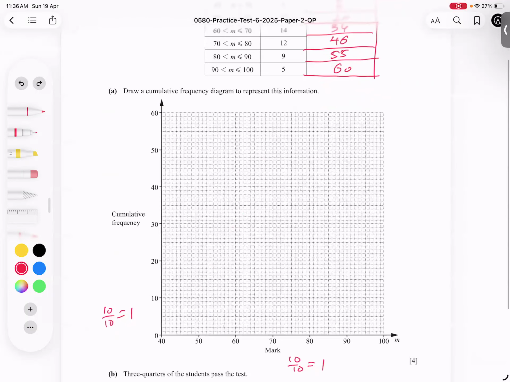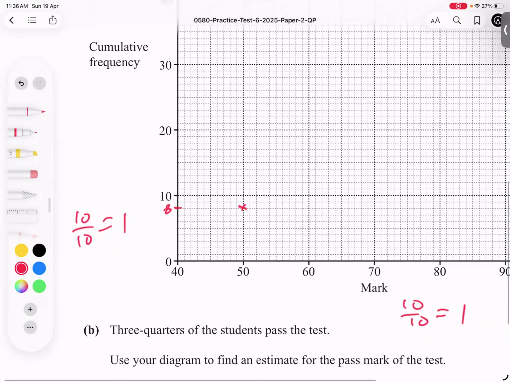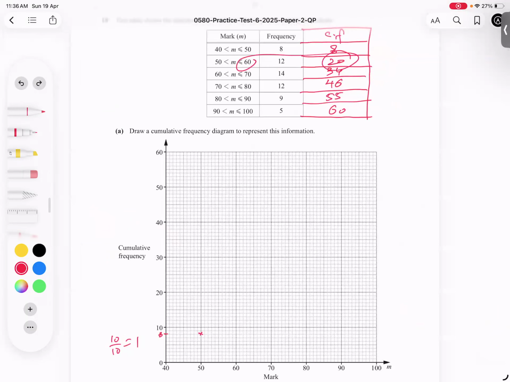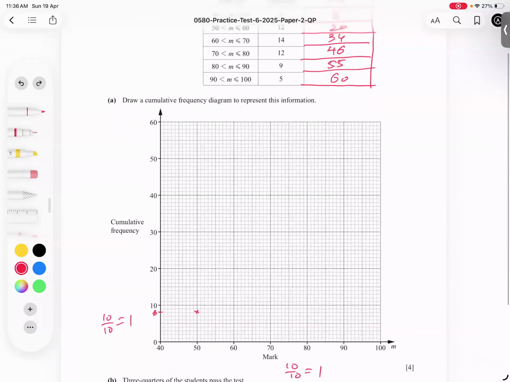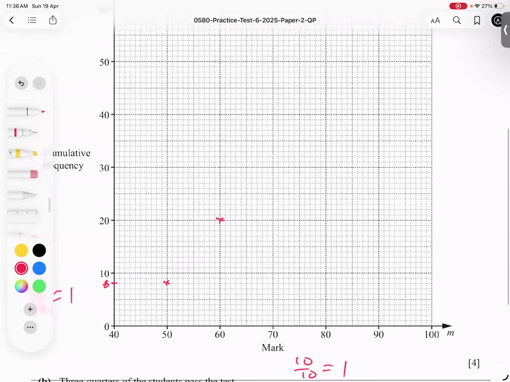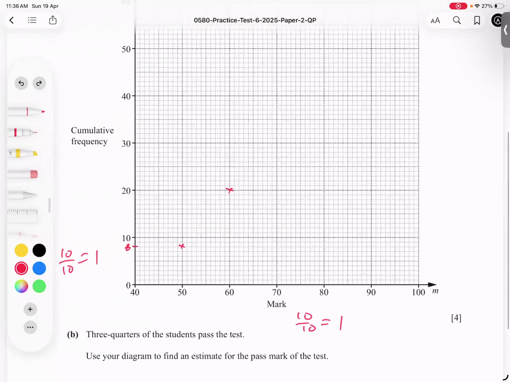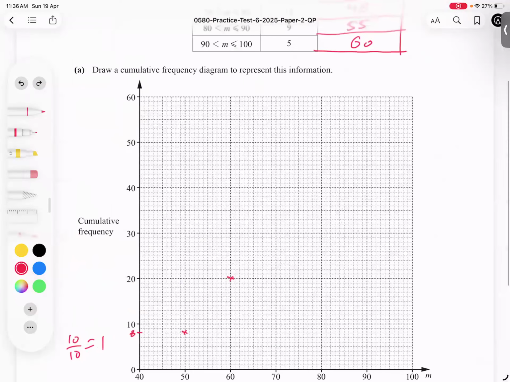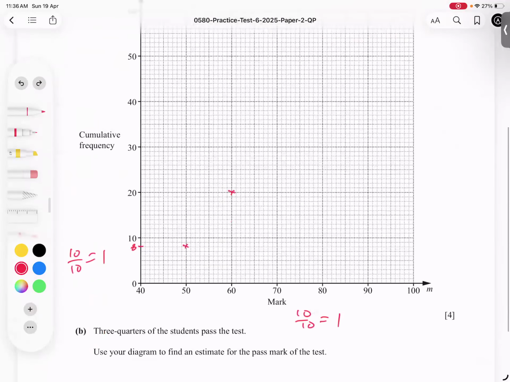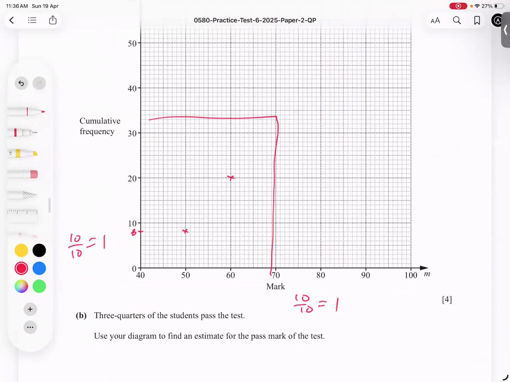So 50 and 8. 8 is here. So at this point I got it. So 50 and 8. I think the point is very clear. Let's talk about the other number, 60 and 20. So 60 from here, 20 from here. I get this. Third number, 70 and 34. Let's see, chance of mix up. Along the x-axis 70 and 34. 34 is where? 34 is 4 boxes up after 30, sorry. So this is 34.